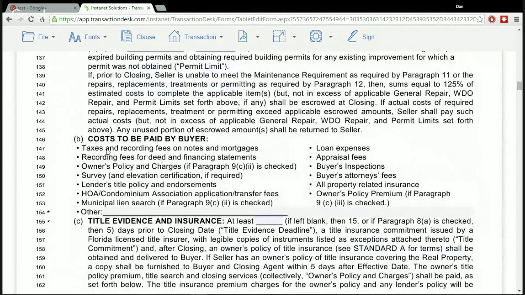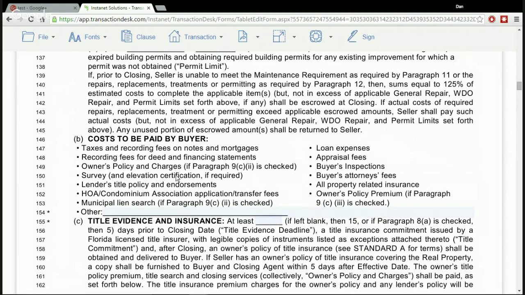Costs paid by buyer. Taxes and recording fees on the notes and the mortgages. So not on the deed, but on the notes and the mortgages. Recording fees for the deed and financing statement. So the buyer is going to record the new deed that's in their name, and they're also going to record their mortgage. They got to pay for those fees to record them. An owner's policy and charges if 9C2 is checked, and we're not there yet, so we'll show you how that works too.